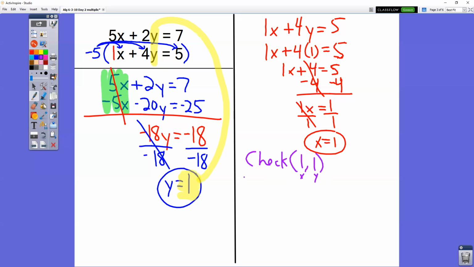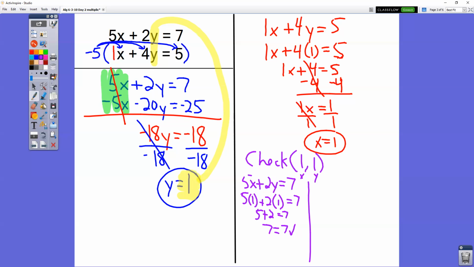So we have 5x plus 2y equals 7. I can take and sub in my answers. 5 times 1 plus 2 times 1 equals 7. 5 times 1 is 5. 2 times 1 is 2. So I'd have 5 plus 2 equals 7. 7 equals 7. It checks.